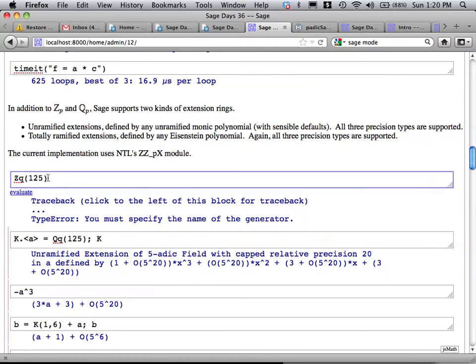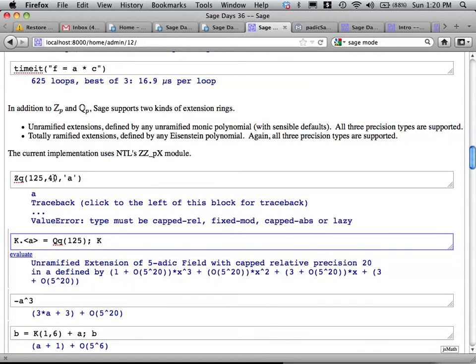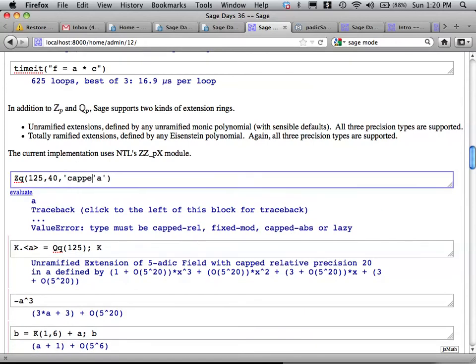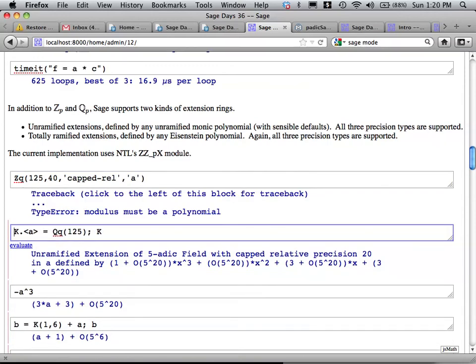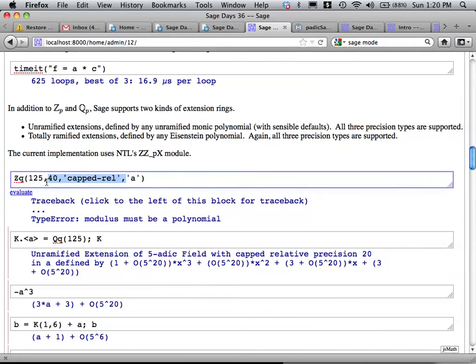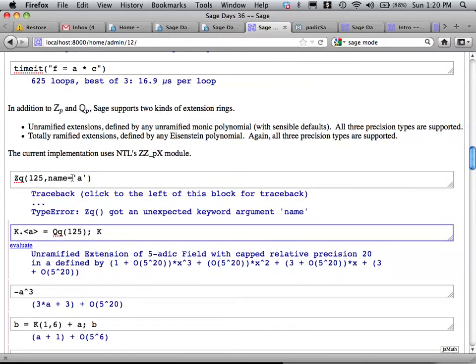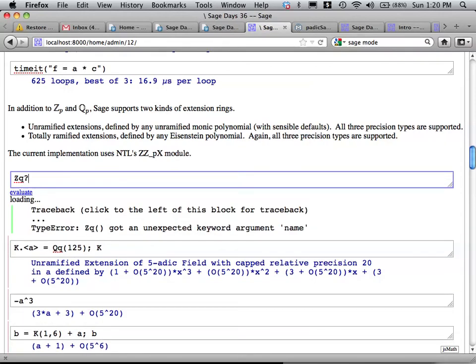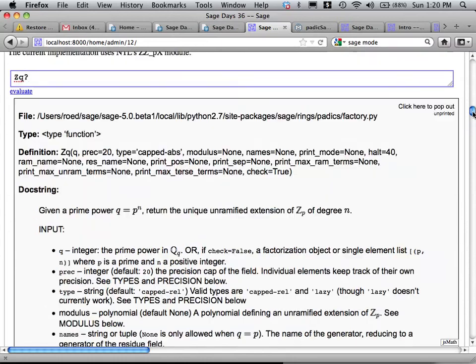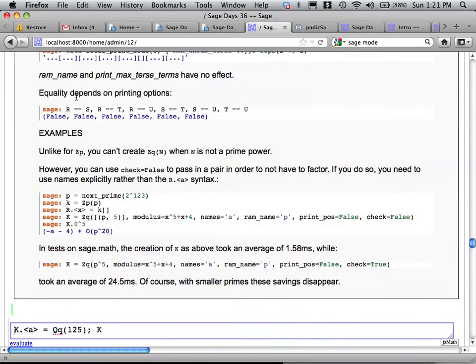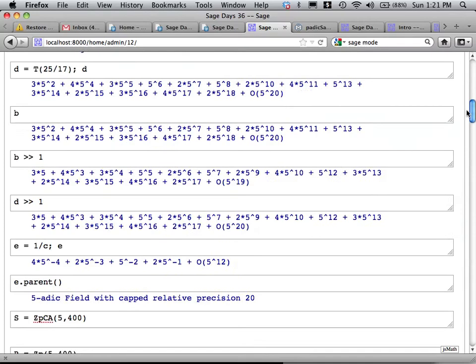You can do that either by... that's the precision, so let's do this. It's the type. Here, I forget. Time to look at the doc string. So the doc string says that it's supposed to be names, plural. So 125 means that it's creating the degree 3 extension of Z5.